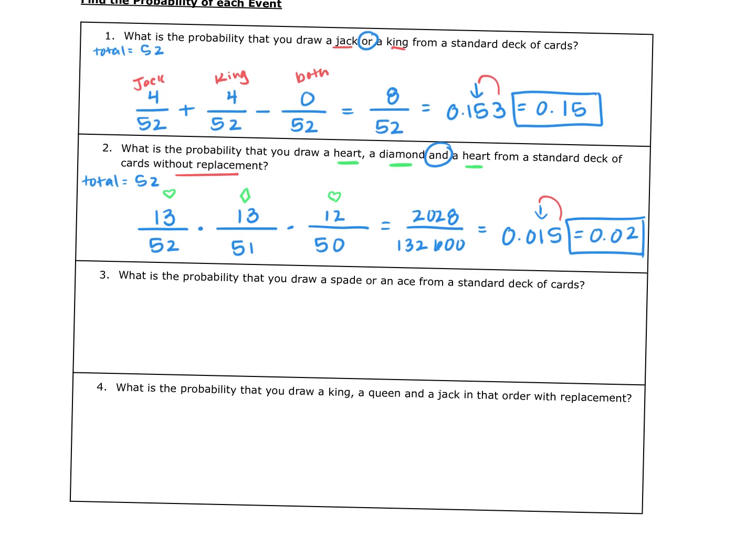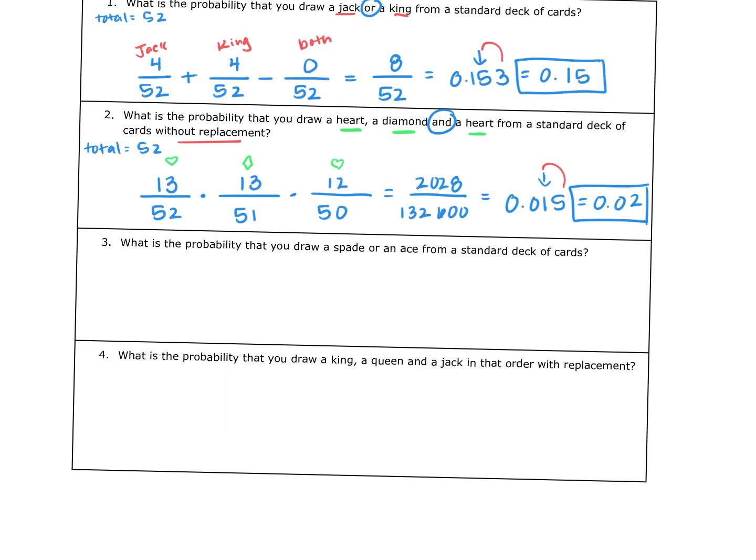Okay, what is the probability that you draw a spade or an ace from a standard deck of cards? A spade or an ace. Or tells me I want to set it up like this. This plus this minus this equals this. When we're talking about a standard deck of cards, my total is going to be 52. So below all of these, I'm going to have 52, 52, 52.